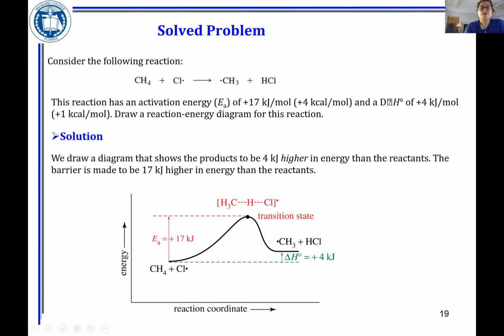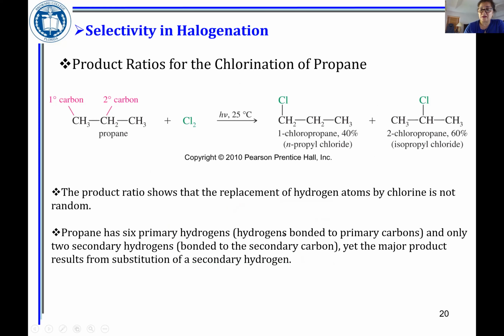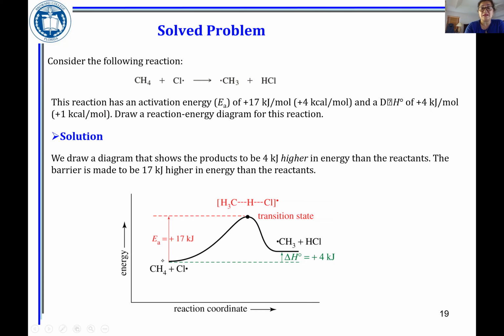We have the chlorination energy diagram. Again, activation energy, transition state, and then you have your product. Basically, this is formation of the methyl free radical, which is the first step of the reaction. So delta H is the difference between the energy of the reactant and the product, or the intermediate in this case. And activation energy is the difference between the energy of the reactant and the transition state.